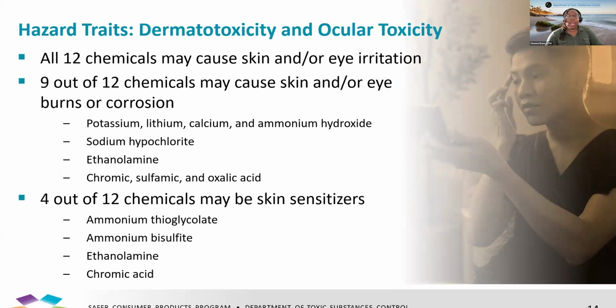All 12 chemicals have the toxicological hazard trait of dermatotoxicity and ocular toxicity. They are recognized as potential skin and eye irritants. In addition, 9 out of the 12 chemicals are recognized as corrosive substances causing burns or corrosion to the skin and/or eyes. The reactivity and biological system hazard trait would also apply to these 9 chemicals. Lastly, 4 out of 12 chemicals were recognized as skin sensitizers, causing allergic skin reactions and inducing allergic contact dermatitis.